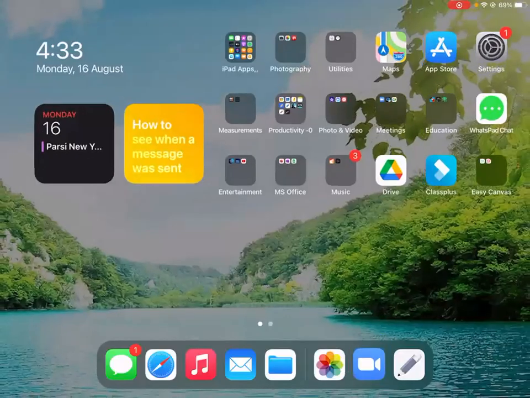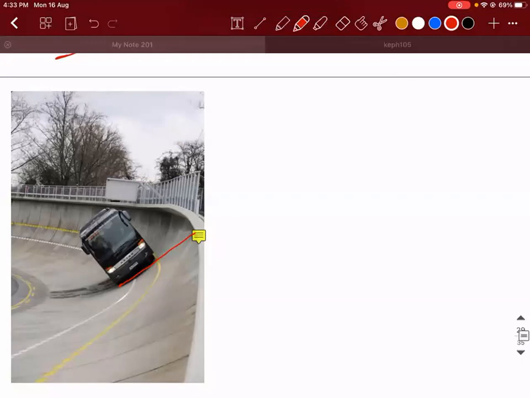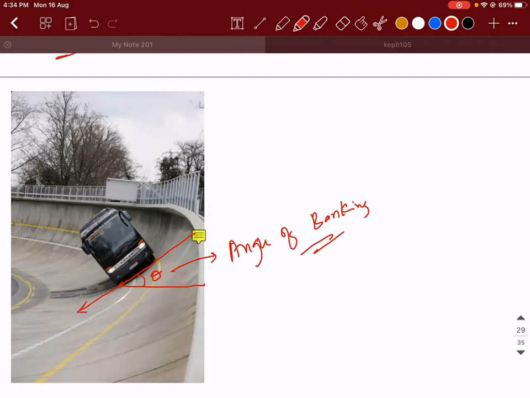See, this is slightly complicated. So what I did is I'm drawing a diagram here itself so that you can understand. So I'm taking this as the horizontal. If this is theta, then this theta is what is called the angle of banking. Now, in this case, the friction on the tires will act in this direction.